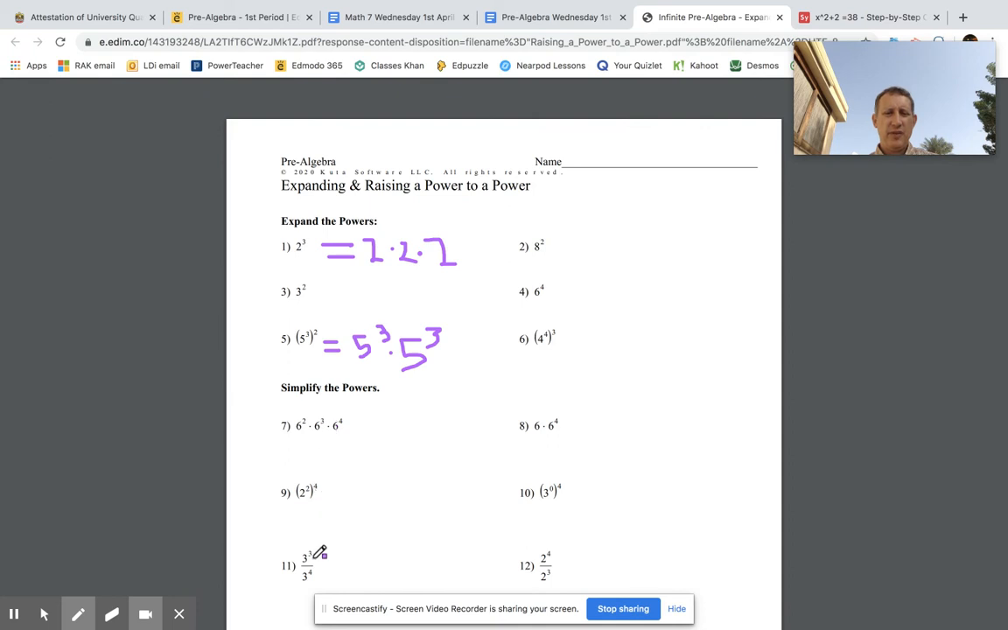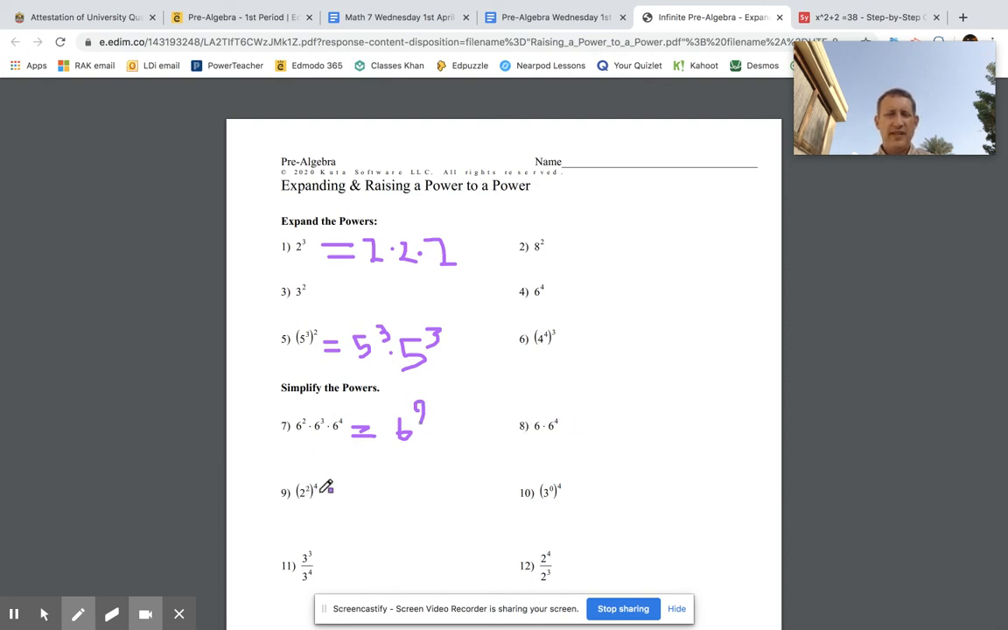Now, for the ones below it, I want you to actually simplify them. This we did yesterday. We know when you multiply a power times a power, you add them. So that'd be 2 plus 3 plus 4, and that's going to be 9. So that'd be 6 to the 9th. Okay. Go ahead and do that with this one as well.